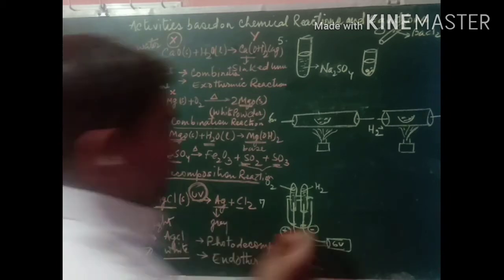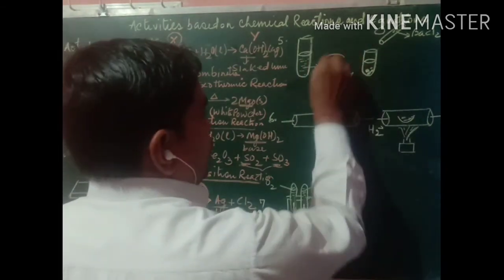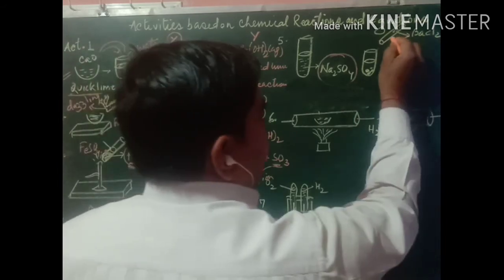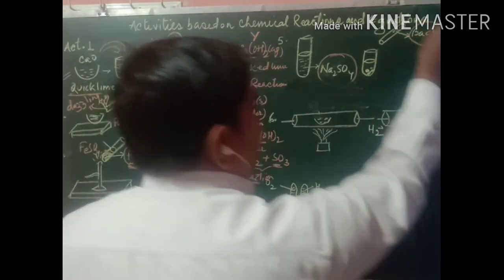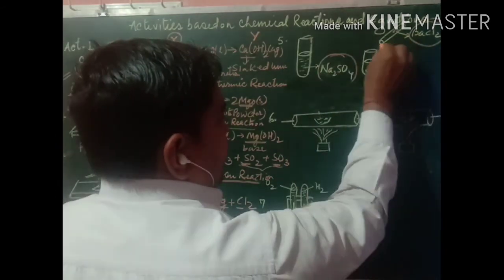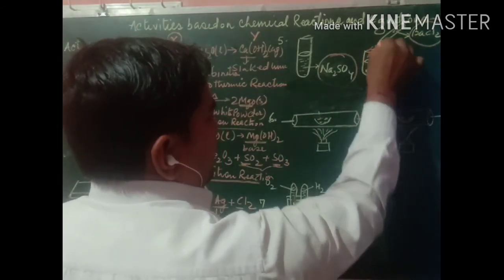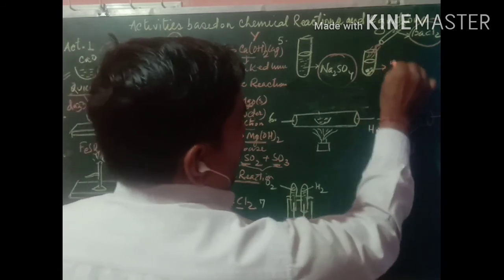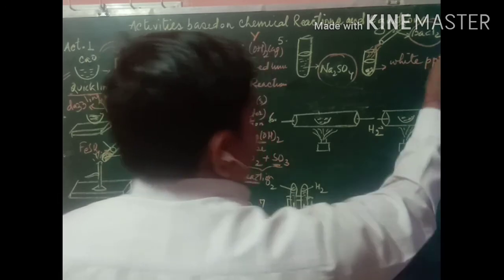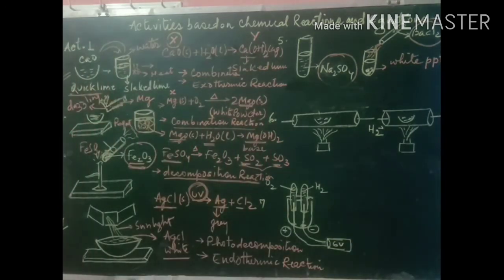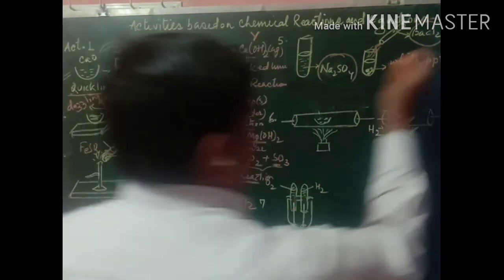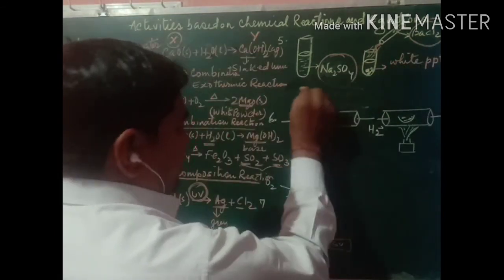Next, in a test tube, sodium sulfate has been taken, students, and in another test tube, barium chloride has been taken. When these two are mixed, we see a white precipitate is formed. White PPT is formed. Understood, students? So what reaction takes place there?